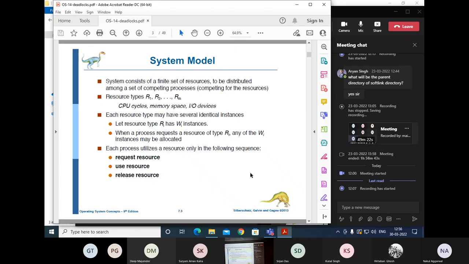And so when a process requests a particular type of resource, any one of the instances of that type can be allocated. And we assume that every process is quite disciplined, and follows this sequence in order to use resources. They first request a resource, then at some point the resource is allocated to them by the OS. Then the process uses the resource, and after it is done, the process releases the resource. Does this remind you of something that we discussed in an earlier topic?